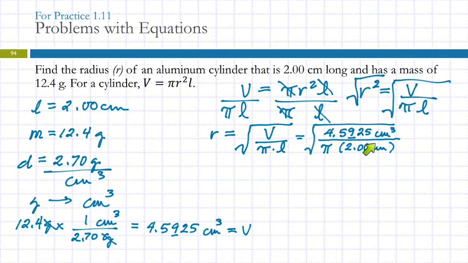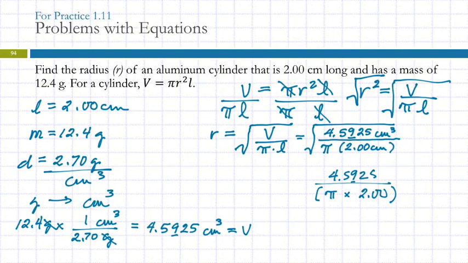Now, we need to be careful when we put this into our calculators. We're dividing by pi, we're also dividing by 2. And so some people see this, which in a way it is: 4.5925 divided by pi times 2. That's fine if you put parentheses around that. What I do is 4.5925 divided by pi divided by 2. And if you're confused about that, we can talk in lab.